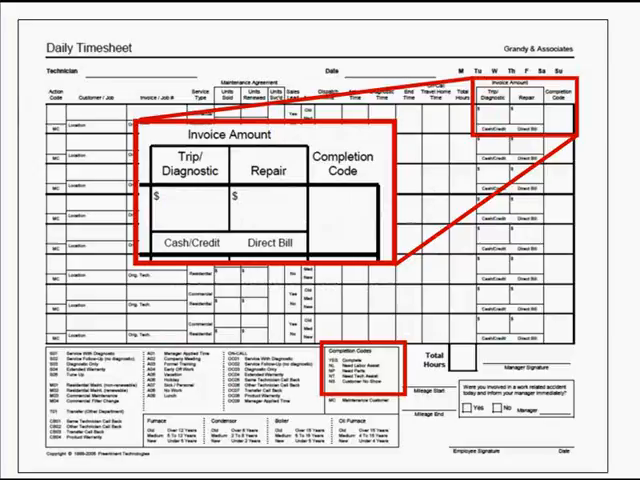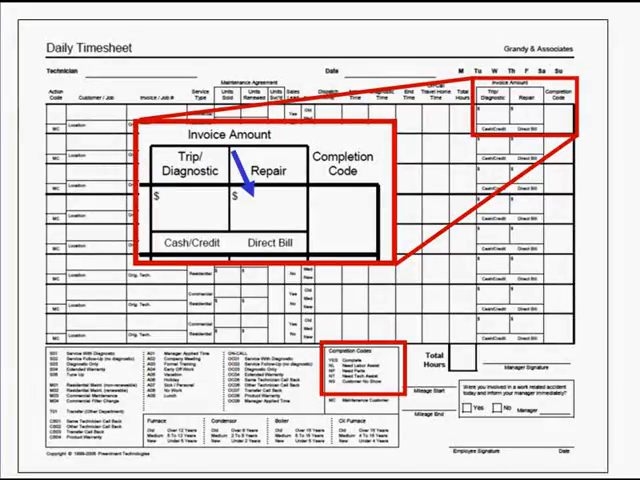Now it's time to fill out the invoice information. If your company is on time and material and you charge a trip charge, then write out the amount of that you're charging the customer for the trip charge. If you're on flat rate pricing and you have a diagnostic fee, write down what you're charging the customer for the diagnostic fee. Then you write right next to that the repair cost.